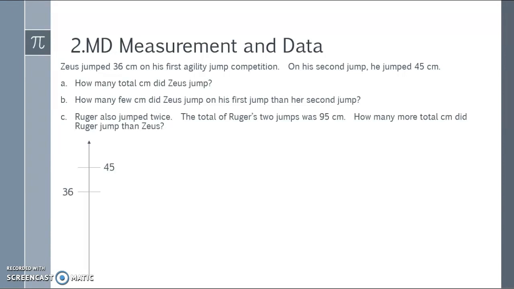So we know that when we jump, if thinking of a dog, I assume, a dog would jump up. So that's why I have my line going upward. His first jump was 36 centimeters. And his second jump was 45 centimeters. So we need to determine how many total centimeters that Zeus jumped. To do that, we can use our base 10 pieces to add these together. So we are going to combine measurement and data with numbers in base 10.